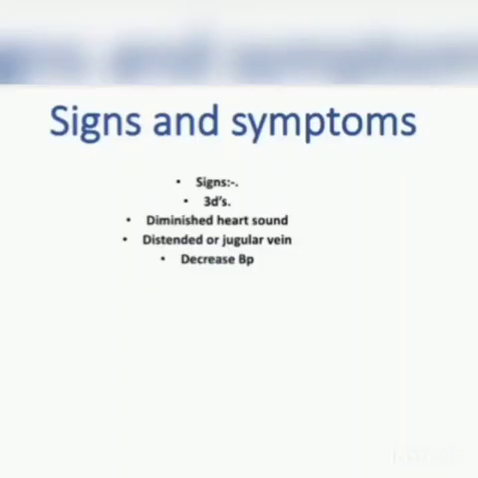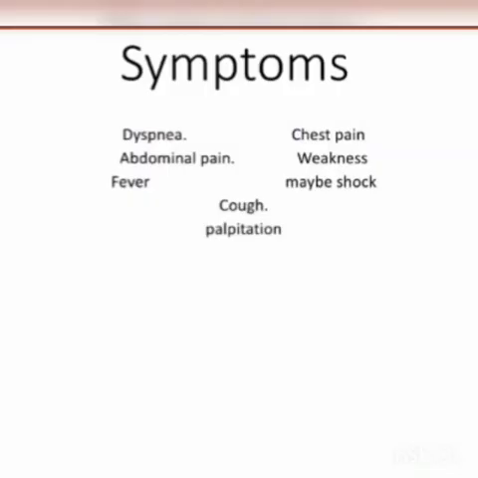Now coming to the signs and symptoms. Signs include the 3Ds: diminished heart sound, distended jugular vein, and decreased BP. Jugular vein distension is due to the increased venous pressure, making it visible on the right side of the person's neck. Now coming to the symptoms, a person with cardiac tamponade may show symptoms such as dyspnea, abdominal pain, fever, cough, palpitation, chest pain, weakness, and shock.